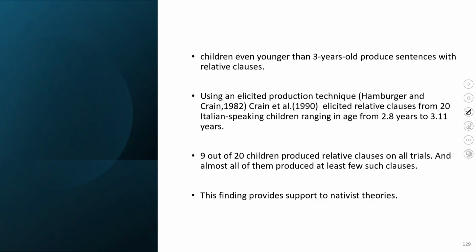Using an elicited production technique that was proposed by Hamburger and Crane, another group elicited relative clauses from 20 Italian speaking children ranging in age from 2.8 to 3.11 years. 9 out of 20 children produced relative clauses in all the trials, and almost all of them produced at least a few such clauses, if not throughout all the trials, then at least in many of those trials. So, even the youngest children in this group, who are 2.8 years of age, could produce quite a good number of relative clauses.